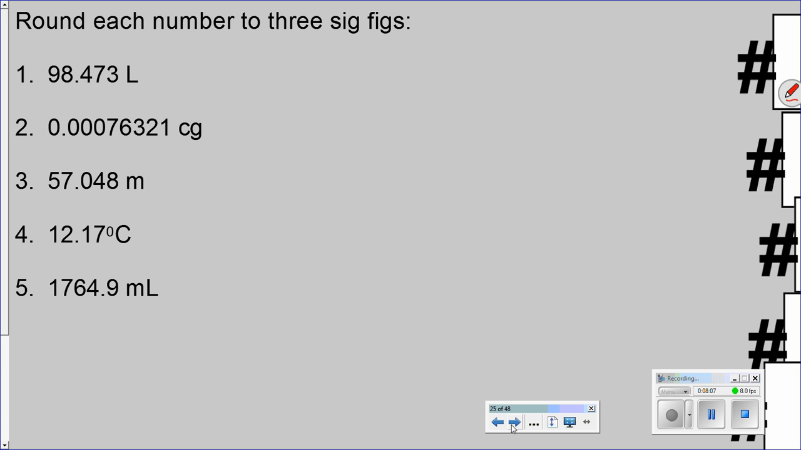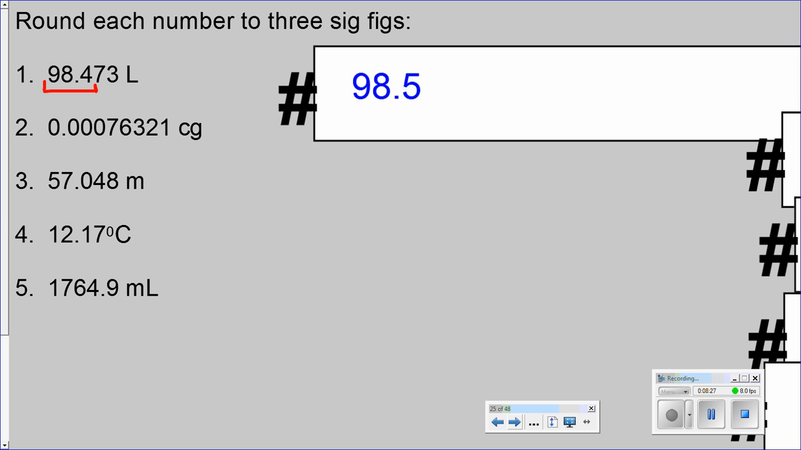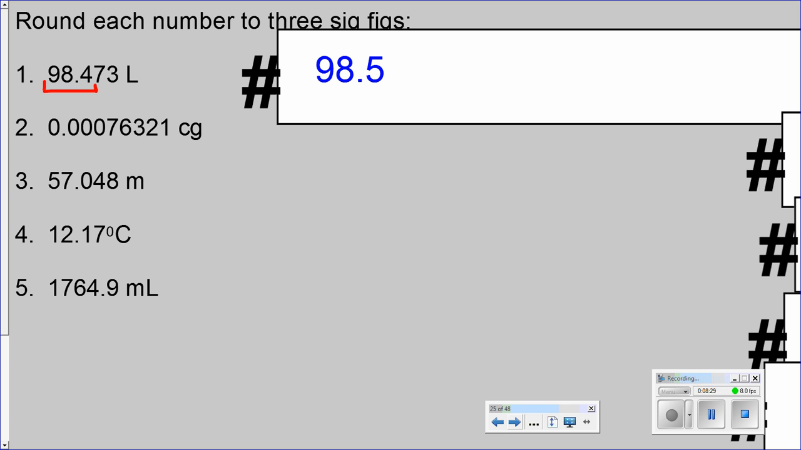Rounding to sig figs is important as well. So when you're rounding to sig figs, and I just picked 3 here, this kind of depends on the particular problem that you're doing. So you start all the way to the left at your first sig fig. So if I start here on this one, 3 sig figs mean I have to round to that tens place. And then you follow your regular rounding rules. So this would round to 98.5.